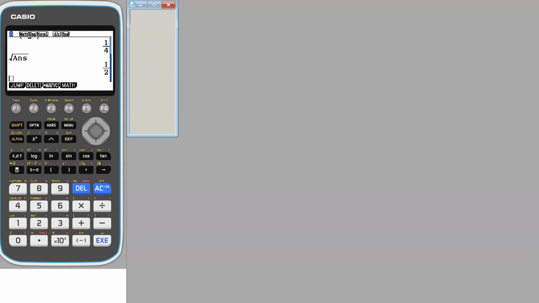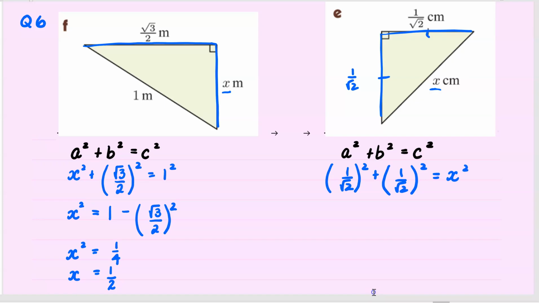So we can go in here, and again, make sure you use your bracket, fraction 1 over root 2 squared plus another 1 over root 2 squared. I mean, you could have times that by 2 anyway, equals, so we get 1, and that's x squared equals 1, but we know the square root of 1 is in fact 1 centimetre, and we're done. Okay, hopefully that helps.